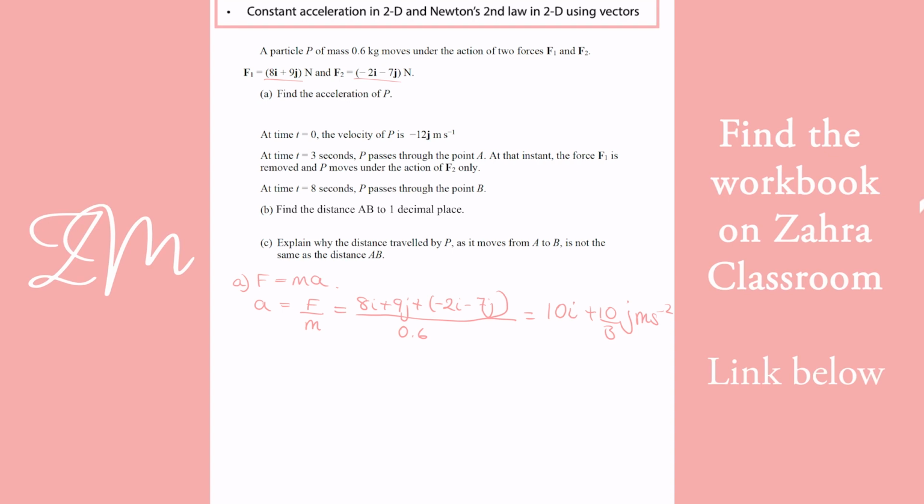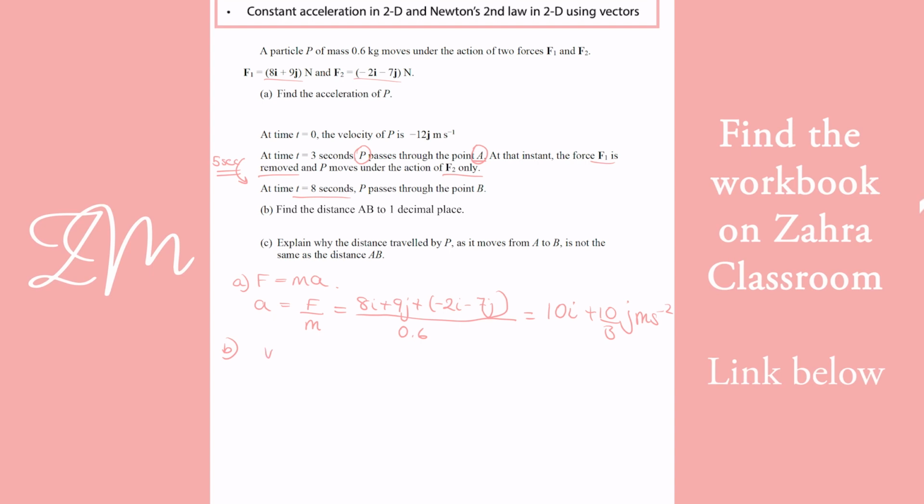Then it says at time t equals 0, the velocity is minus 12j. At time t equals 3, P goes through the point A, and then F1 is removed, and only F2 is used. And then at t equals 8, so between here we've got 5 seconds, it goes to point B. Right, so what essentially we need to find out is the velocity of P when it gets to A. So when it does that, it means it's its starting velocity for its journey from A to B.